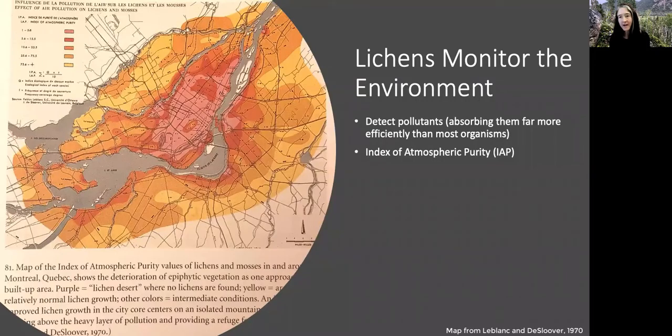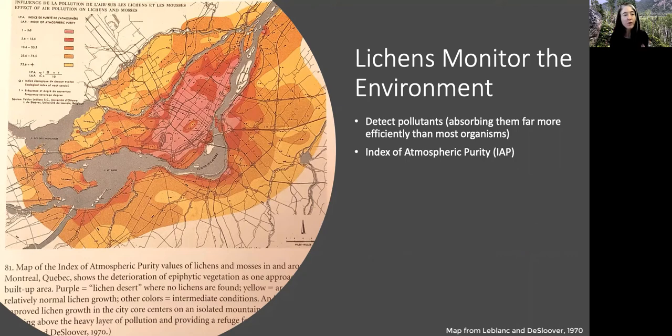Lichens are incredible environmental indicators. They can help us to monitor the environment with respect to pollution. They are also quite a victim of eco-injustice. That is, they detect pollutants because they absorb far more pollution than other organisms. They're much more efficient at absorbing things like sulfur dioxide, sulfuric and nitric acid, ozone, hydrocarbons, and metals. They can detect levels and also direction of movement of these pollutants.